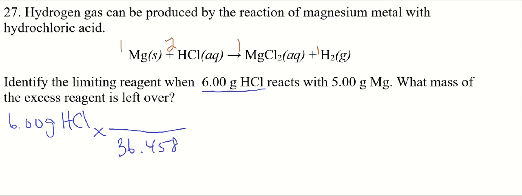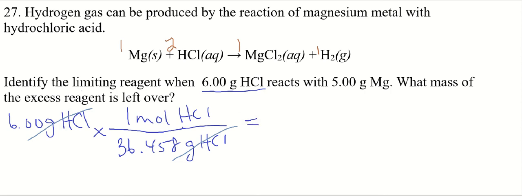36.458 grams of HCl per 1 mole of HCl. That's called the molar mass, and we use that as a conversion factor anytime we need to convert between mass and moles, or moles and mass. All right, calculator, punch it in. 6 divided by 36.458.